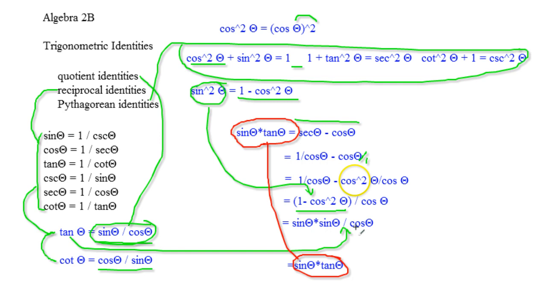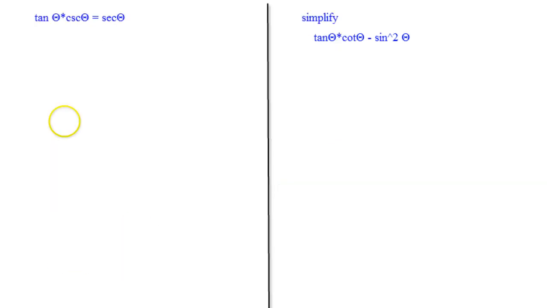Now, here's the cool thing. Now that I've verified this identity is good from here on out, if I ever see secant of theta minus cosine of theta, I can rewrite it as sine of theta times tangent of theta, or vice versa. Whatever I need to actually simplify something pretty easily. Okay. All right, now sometimes you might have to simplify an identity.